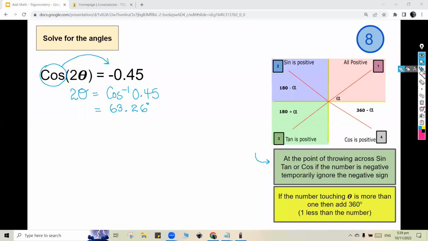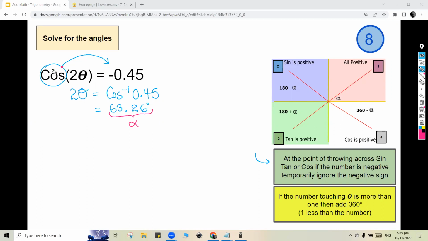This is our alpha value. So our alpha value is 63.26, right? But what kind of question is this really? Remember, we were just temporarily ignoring the negative sign. This is at the point of throwing across cosine. It was actually a negative cosine question.